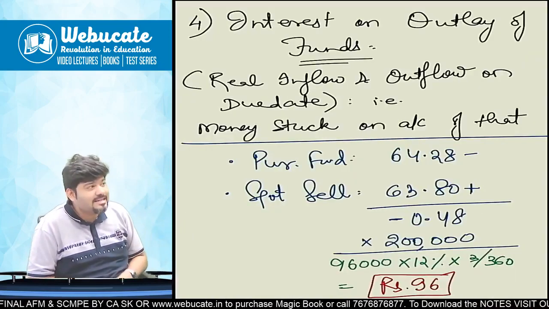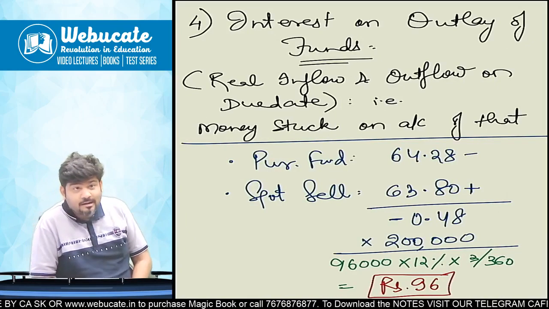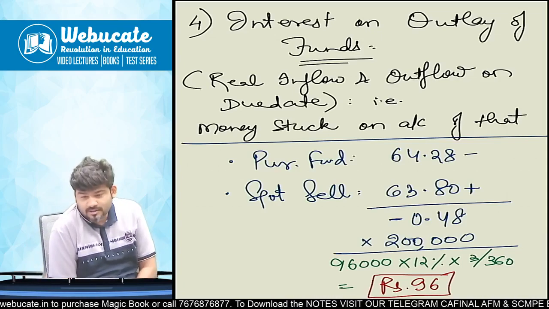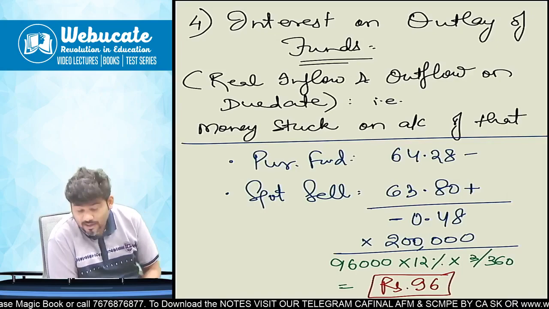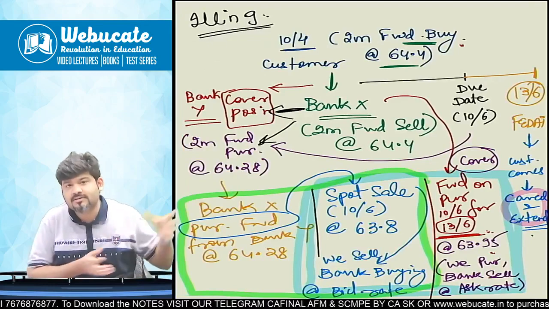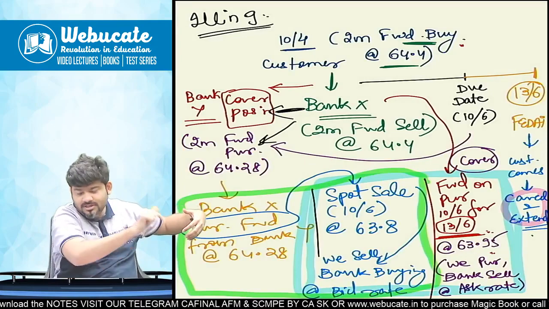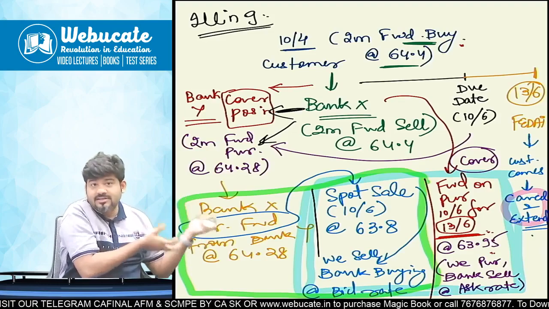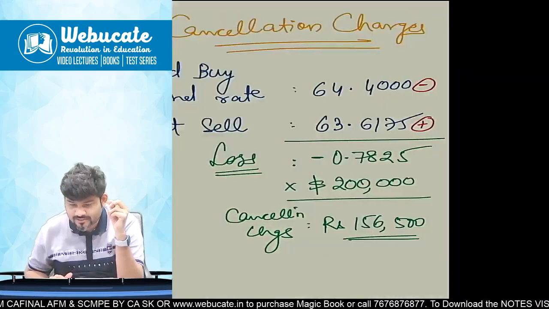Then interest on outlay of funds. So what has happened? Real cash inflow and real cash outflow. As a result of that, money got stuck. Right? So what is happening? Purchase forward and spot sell on the due date. On the due date. So that is where my money got stuck. Because I had to do this. Because the customer did not come. I had to do this transaction. Real transaction. Purchase. Sale. This real transaction I had to do. So yeah, that happened. Got it?